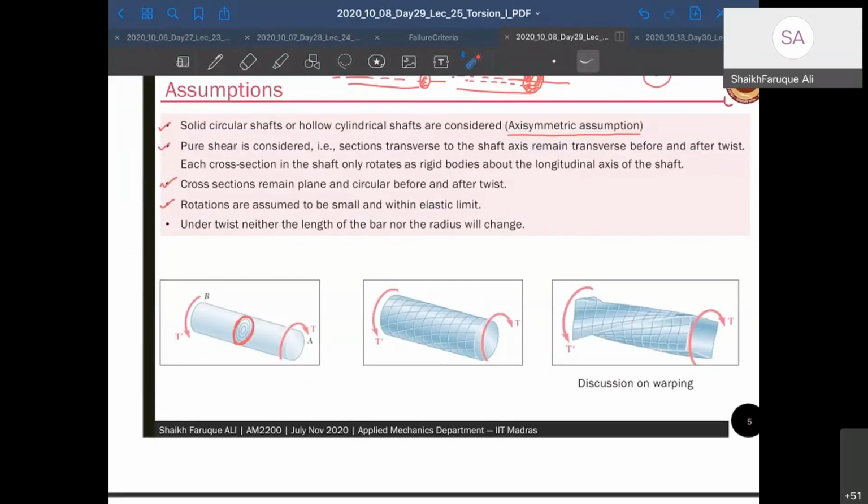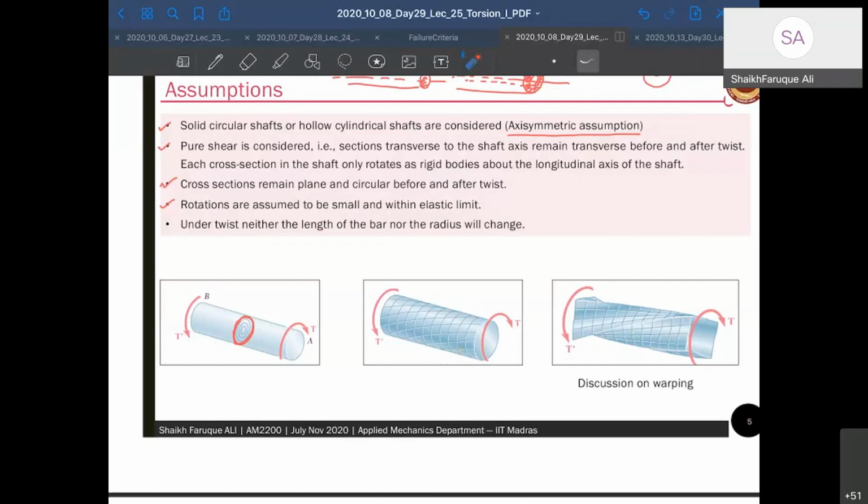A few examples of torsion when you have a member here. Our objective in this course is to understand only circular cross sections, that means rods, not anything other than circular rods, because there is a reason for it. When you have anything other than circular rods, the analysis of torsion becomes very complicated. That's what is shown here.